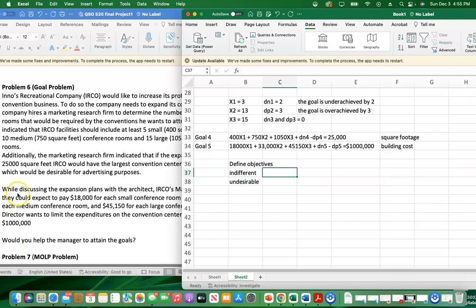For instance, if you look here, X1, the company was expecting to get the small rooms, 5 small rooms, but let's say the outcome comes less than 5 rooms. And so the outcome will be undesirable, meaning that it has to be of a concern because it requires 5 or more rooms.